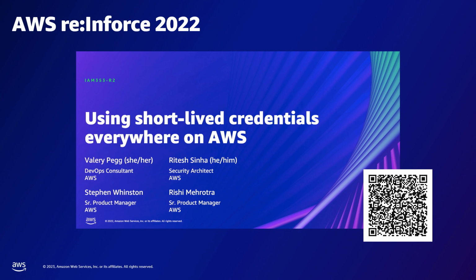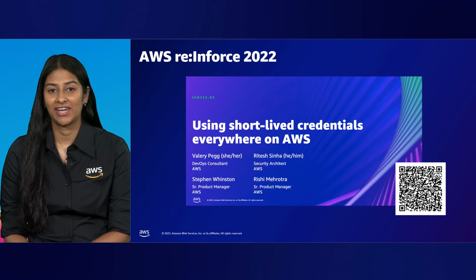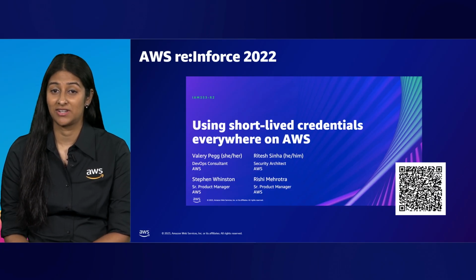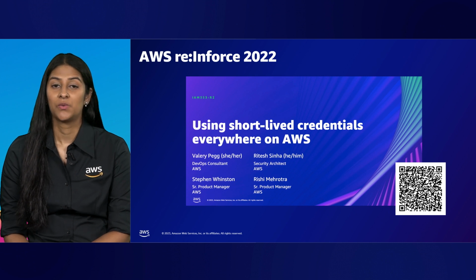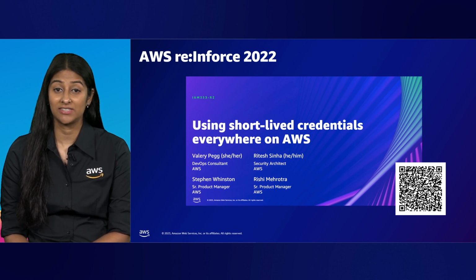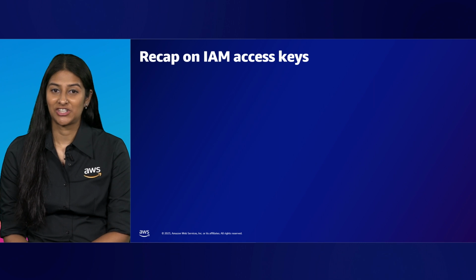But before we get started, you may have seen a great talk from last year's AWS Reinforce titled Using Short-Lived Credentials Everywhere on AWS, where our colleagues discussed the benefits of temporary credentials and the role of STS in issuing short-term credentials. It was a great talk, and the slides are still available, and I recommend you take a look if you haven't already. We will be building upon these concepts and explaining how you can start applying short-term credentials in your environment. So, let's start our journey with a little recap on IAM Access Keys.